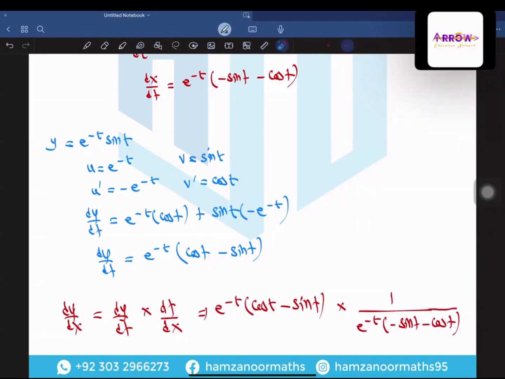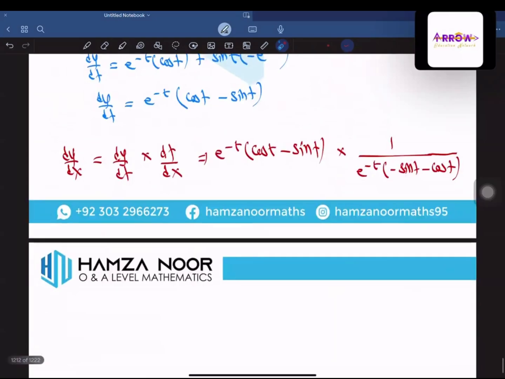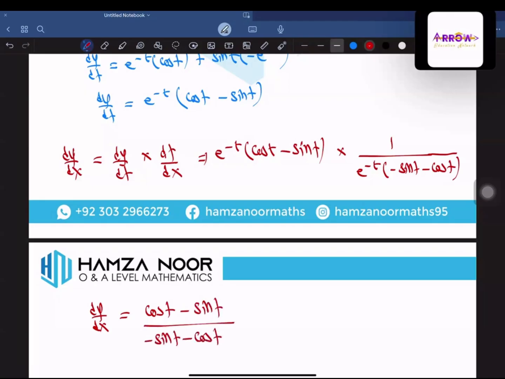Now, as we can see, e raised to the power of minus t and e raised to the power of minus t get cancelled out. So I can say that the dy over dx function is equal to cos t minus sine t divided by minus sine t minus cos t.